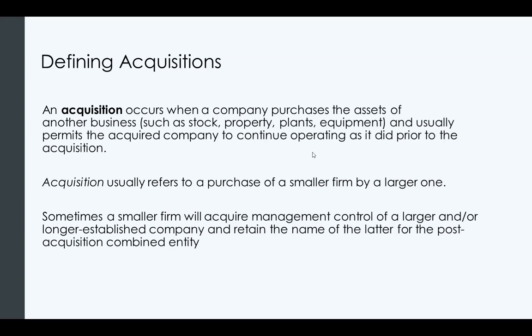An acquisition occurs when a company purchases the assets of another's business, and that includes stock. So companies can own stock in other companies, property, plants, equipment, technology, and it usually permits the acquired company to continue operating as it did before the acquisition. So an acquisition usually refers to a purchase of a smaller firm by a larger one. Sometimes a smaller firm will acquire management control of a larger or longer established company and retain the name because maybe they want the premier or well-known quality of that name.